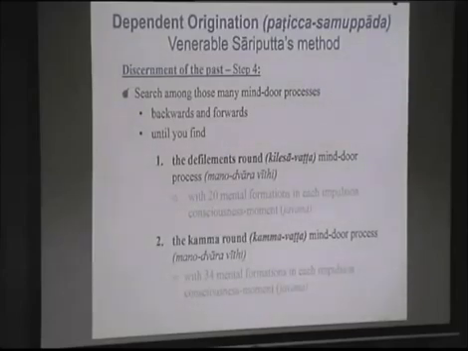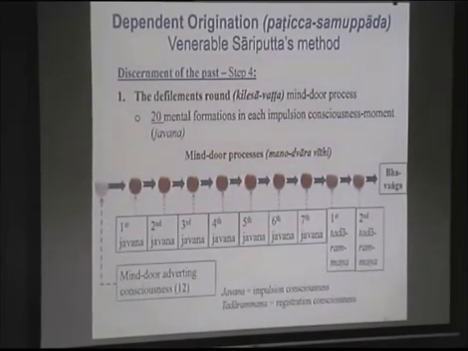Kilesa vatta, the defilements round: avijja, tanha, upadana. These three are called the defilements round, kilesa vatta. Sankhara, formation, and kamma: this is the kamma round. The first three are avijja, tanha, upadana: ignorance, craving, clinging. You can check them at the arising times.